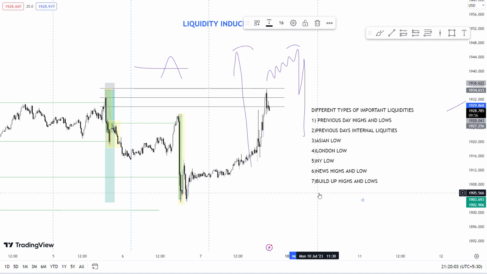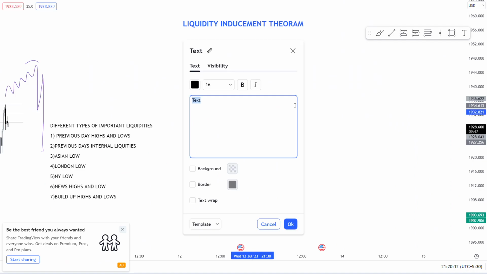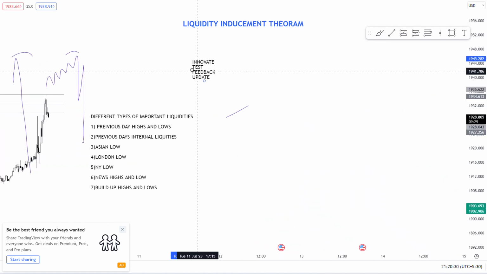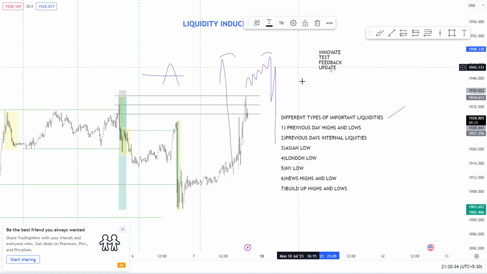But if anything is working for us, we should only update it. Like it should be an innovation loop. I will explain it here. Innovate, test, feedback, update. So in order to become a very professional and profitable trader, this is your path.